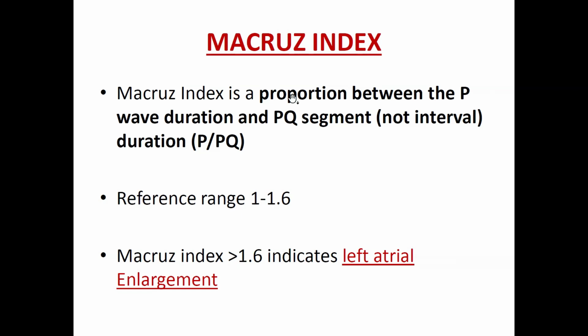That is, the P wave duration is increased very much. So that's why this ratio goes up, and if this ratio is more than 1.6, then it indicates left atrial enlargement.